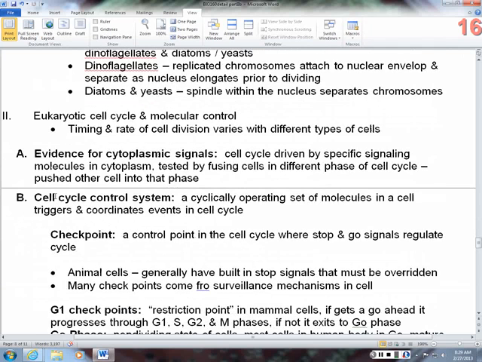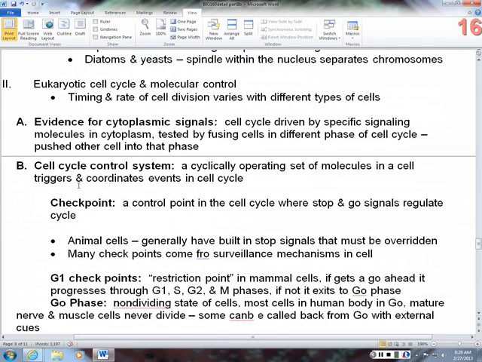When we do this division in a eukaryotic cell, the timing and the rate is going to depend. Some of your cells almost never divide. Some of them divide a lot. The cell cycle is driven by signaling molecules from the cytoplasm, and they tested this by fusing cells in different phases of the cell cycle and watching what happened.